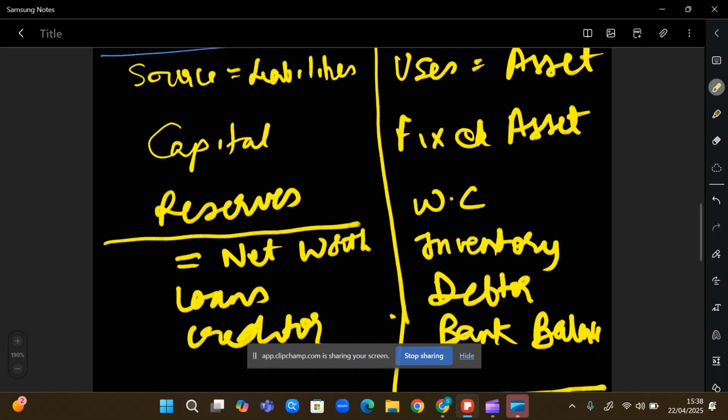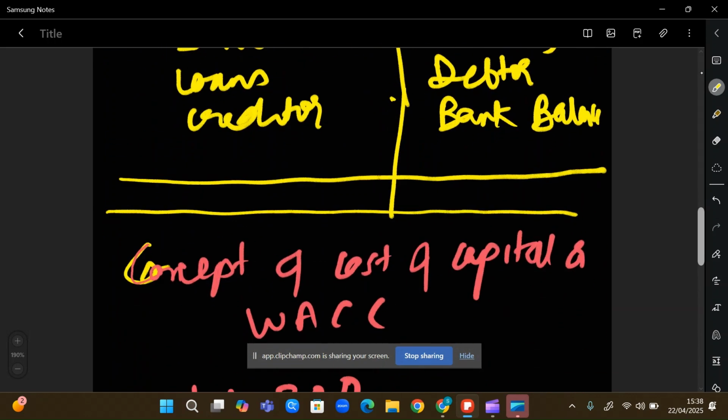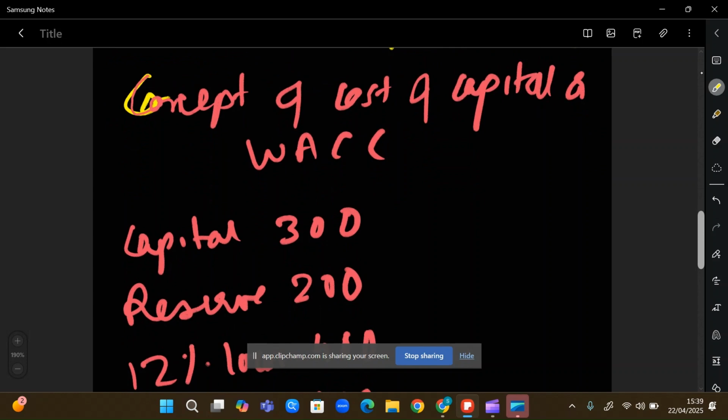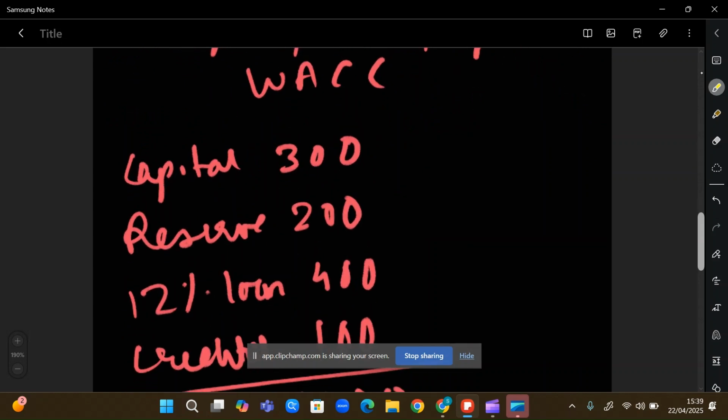So these are the four things: sources, capital, reserves, loan, creditors, and at the other side, the asset side, fixed asset, working capital, which includes inventory, debtors, bank balance. Now we will try to understand the concept of working capital. This is a transaction, this is the structure given.